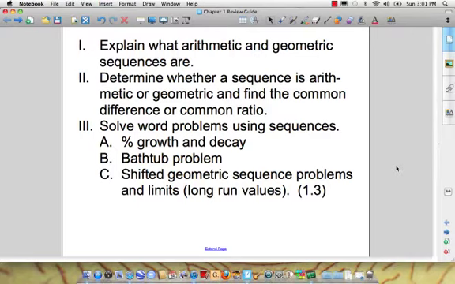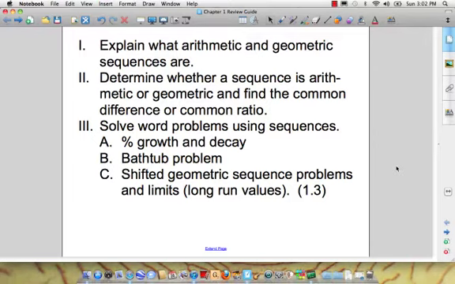So first, you'll see you need to be able to explain what an arithmetic sequence is and what a geometric sequence is. So you should know that in an arithmetic sequence you start at some number and then you keep adding the same amount or subtracting the same amount. And for a geometric sequence, you start somewhere and then you keep multiplying by the same amount. Or you might think of it as dividing, although I tend to prefer thinking of it as multiplying.